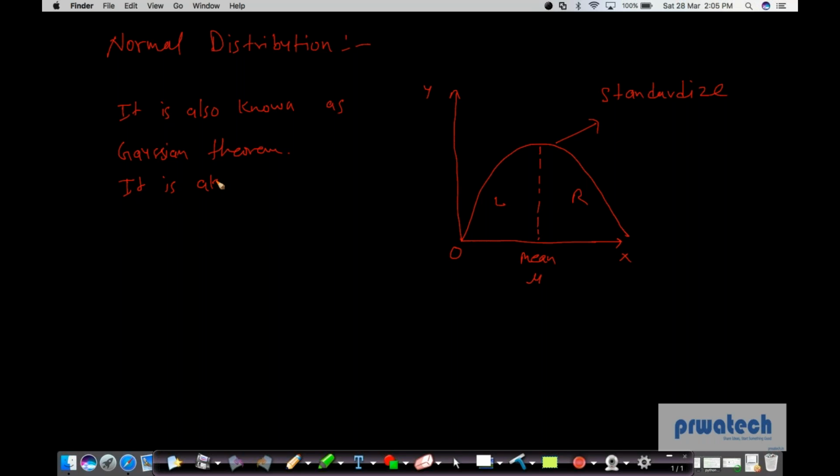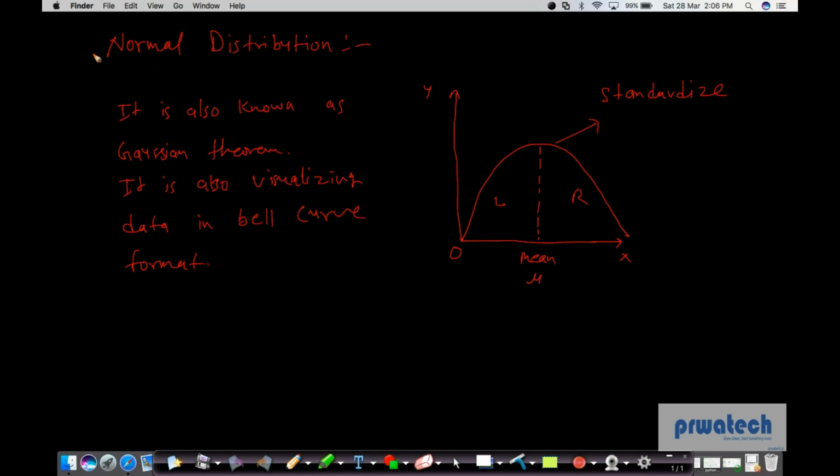It is also known as the bell curve, or I can say it represents data visualized in a bell curve format. So what is the mathematical intuition of this? What is the formula for normal distribution and how is this normal distribution formula derived?